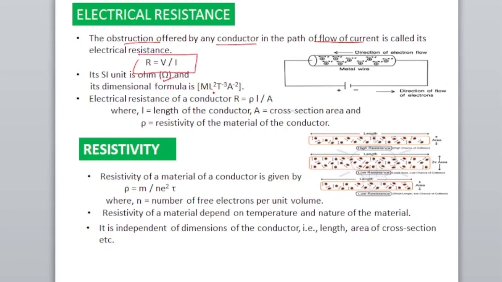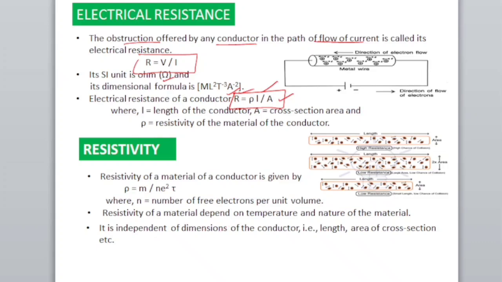Its dimensional formula is M L^2 T^-3 A^-2. And the electrical resistance of a conductor in terms of resistivity, length and area is given by R equal to rho L by A. This resistance depends on the length of the conductor and the area of cross section of the conductor. This rho is called resistivity, and it is independent of length and area of the conductor, right? It only depends upon temperature and the nature of the conductor.